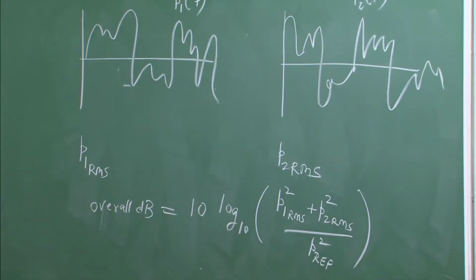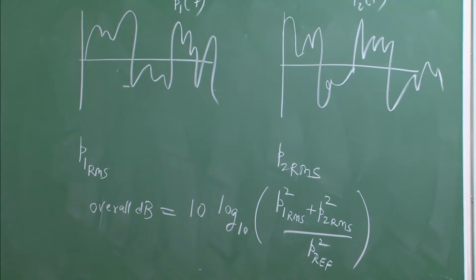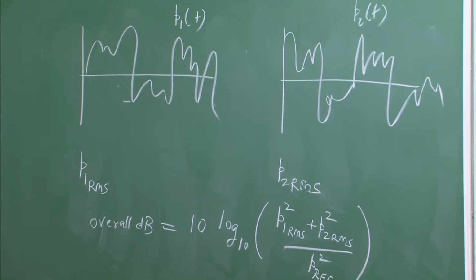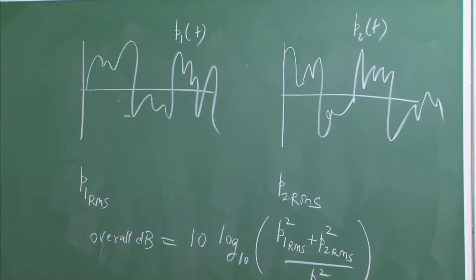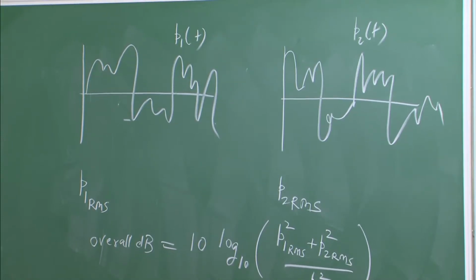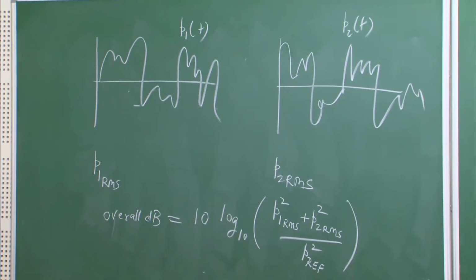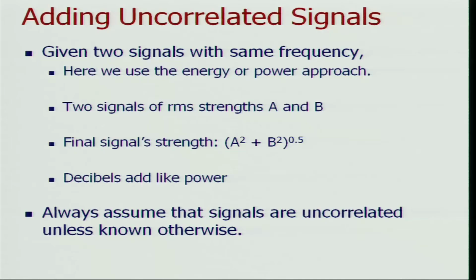So when we are talking about signals, we have to figure out whether the signal is correlated or not. If we have correlation, then we can add the signals by themselves. If the signals are not correlated, then we have to square the RMS values of those two signals, add them up, divide by reference pressure squared, take the log, and multiply it by 10, and then we get the overall sound pressure level. If it was wattages or intensities, we just add up wattages or intensities. If it is pressure, then that is what we do to calculate the answer. So that's what it says: adding uncorrelated signals, and decibels add like power.